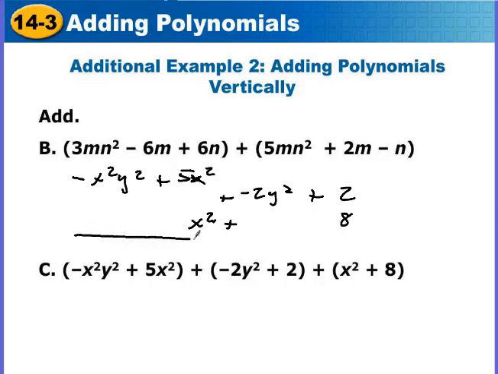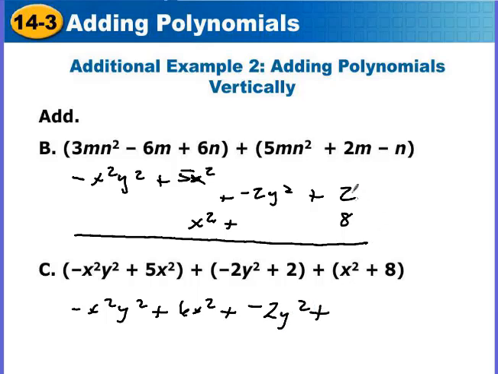So this one's kind of a crazy one right here because we've got some various things that are kind of funky in this one. You'd bring this negative x squared y squared down because it doesn't have a partner, plus, and here I got a 5x squared and a 1x squared. So 5x squared and 1x squared give me 6x squared, plus, and then this one here didn't have a partner, so negative 2y squared, plus, and then the 2 and the 8 make 10.